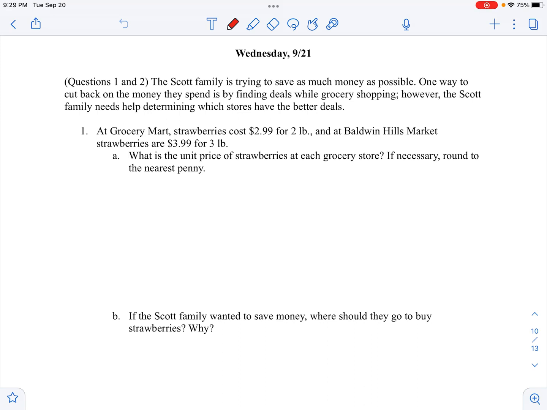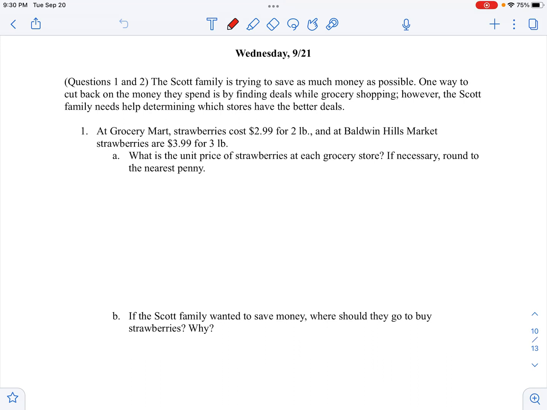Question 1 and 2 relies on the same situation. The Scott family is trying to save as much money as possible. One way to cut back on the money they spend is by finding deals while grocery shopping. However, the Scott family needs help determining which stores have the better deals.